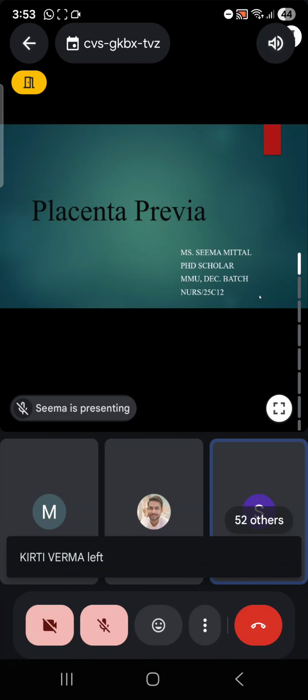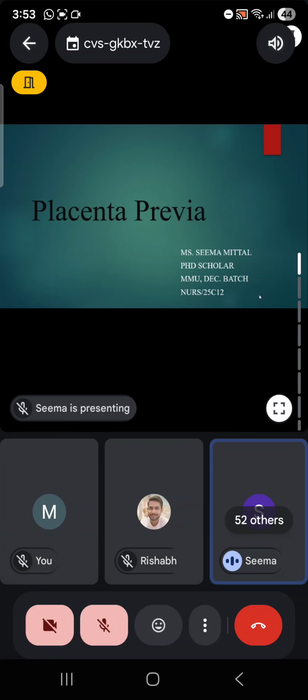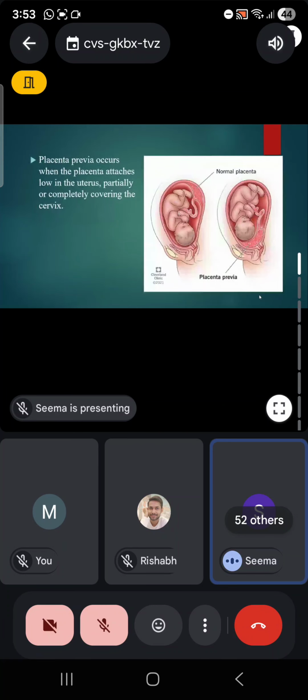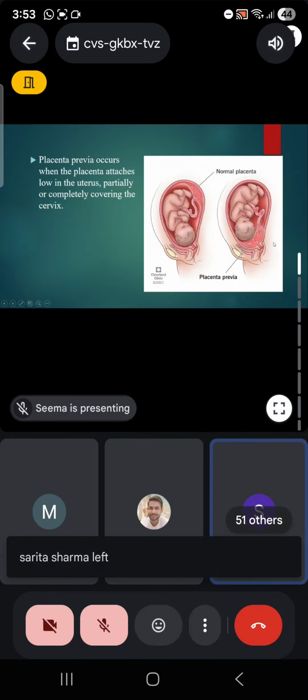Sir, I'm from the obstetrics and gynecology department under nursing, and today I'm presenting the topic placenta previa, which is the most common complication seen in the obstetrics department. What is placenta previa? It's when the placenta attaches in the lower uterine segment, partially or completely covering the cervix. Like in the picture, here one placenta is attached in the upper uterine segment, but in placenta previa, the placenta is attached in the lower uterine segment, as shown in the picture.